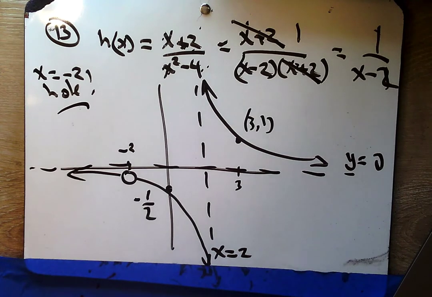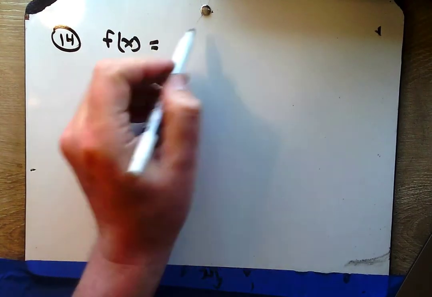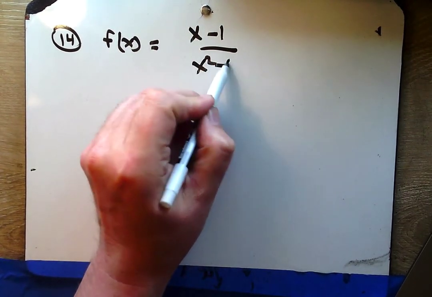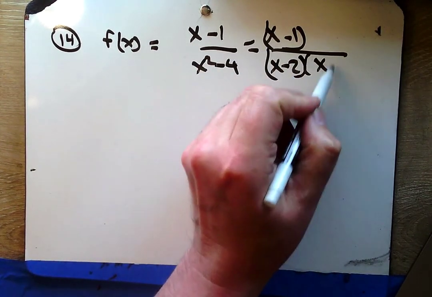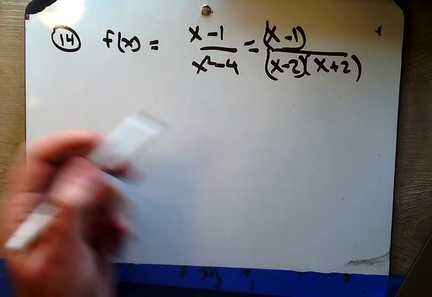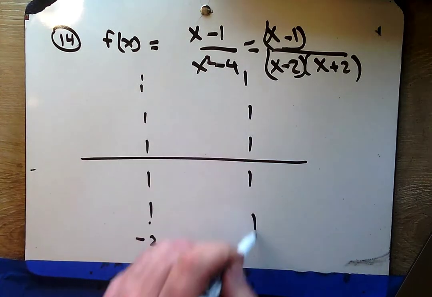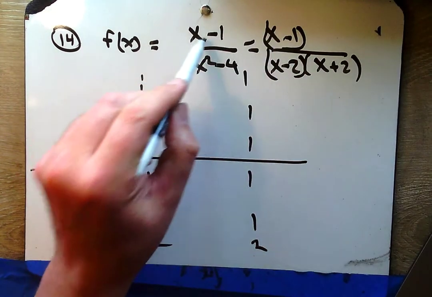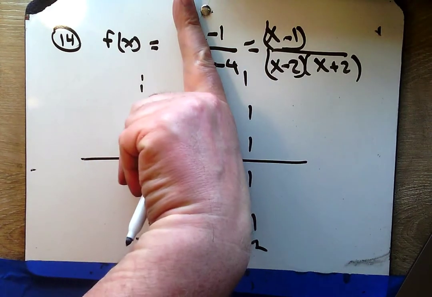Okay. That was 13. How about 14? Does 14 have any holes? I don't think so. How did I know that? Even if I factor that denominator, I don't see any common factors on top and bottom to cancel. So mine just has these two vertical asymptotes, one at -2, one at +2. We've got an x-intercept at 1. We've got a y-intercept at +1/4.